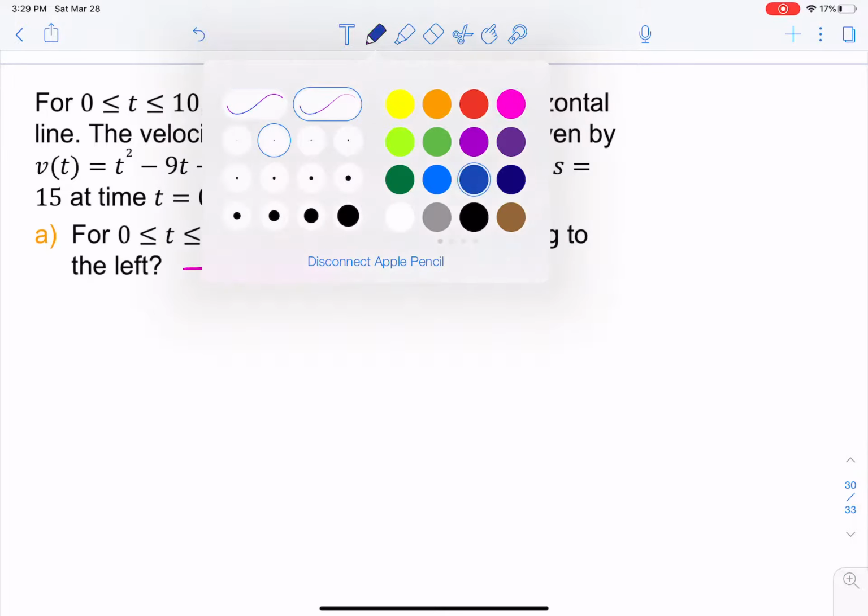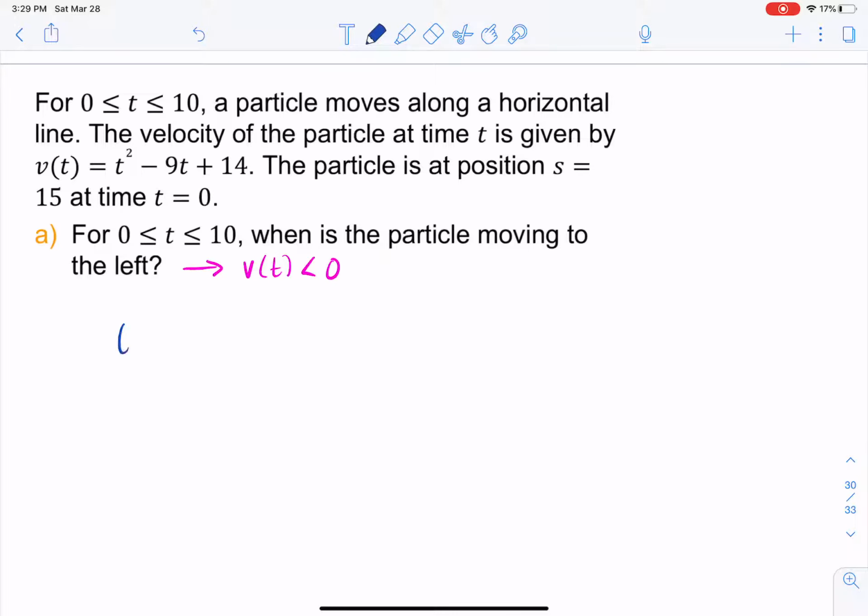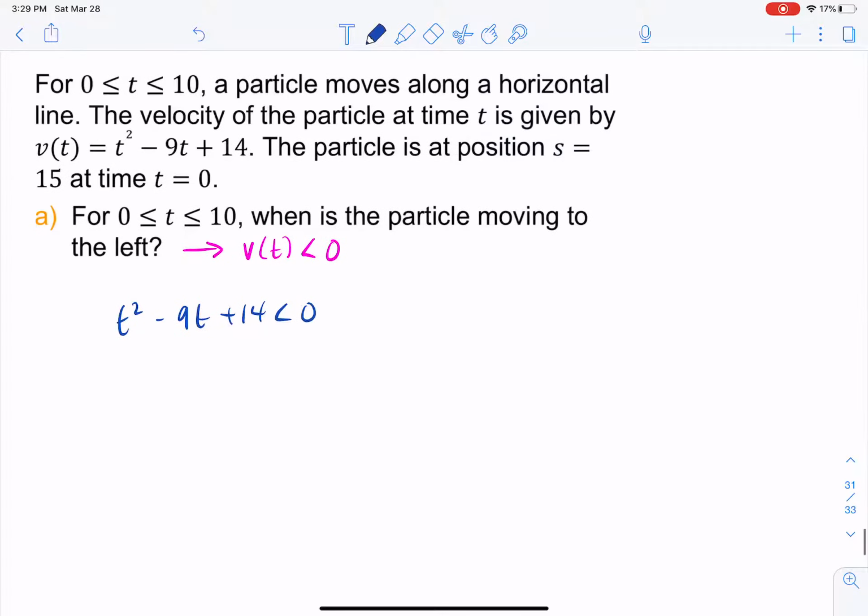So I am going to write t² - 9t + 14 is supposed to be less than 0. And what we have ourselves is a quadratic inequality. It may have been a couple of years since you've solved one of these. So remember, you first pretend it's a quadratic equation and deal with the inequality later. So if it's a quadratic equation, we would factor that thing, set it equal to 0, and get our critical numbers.